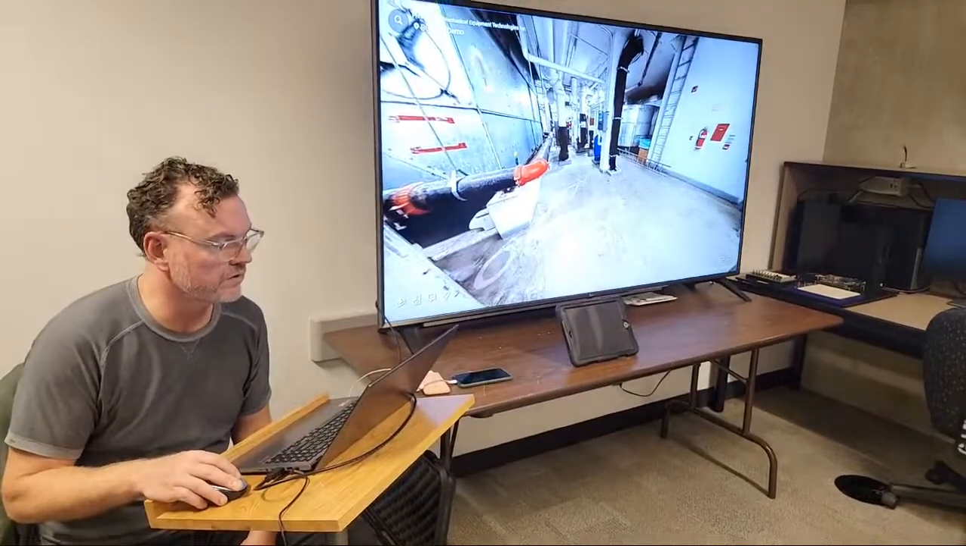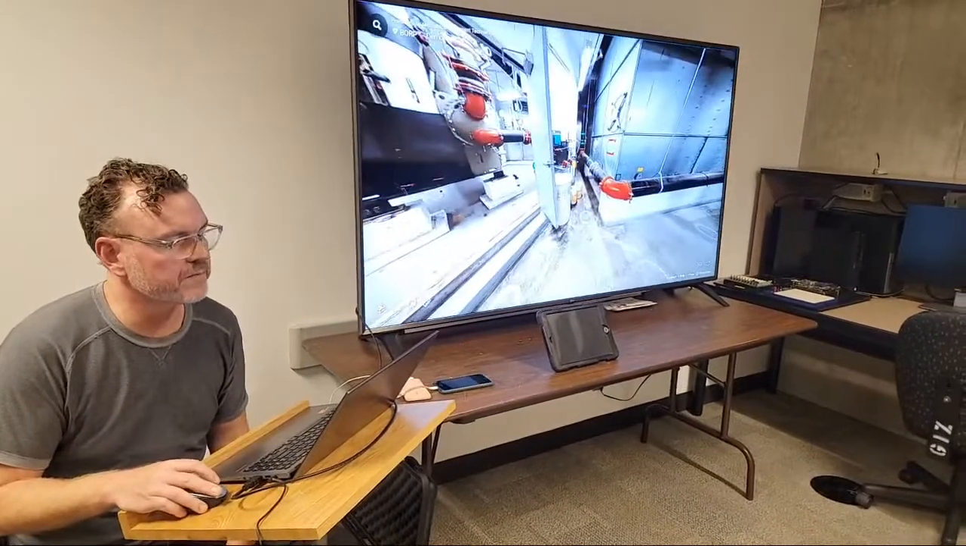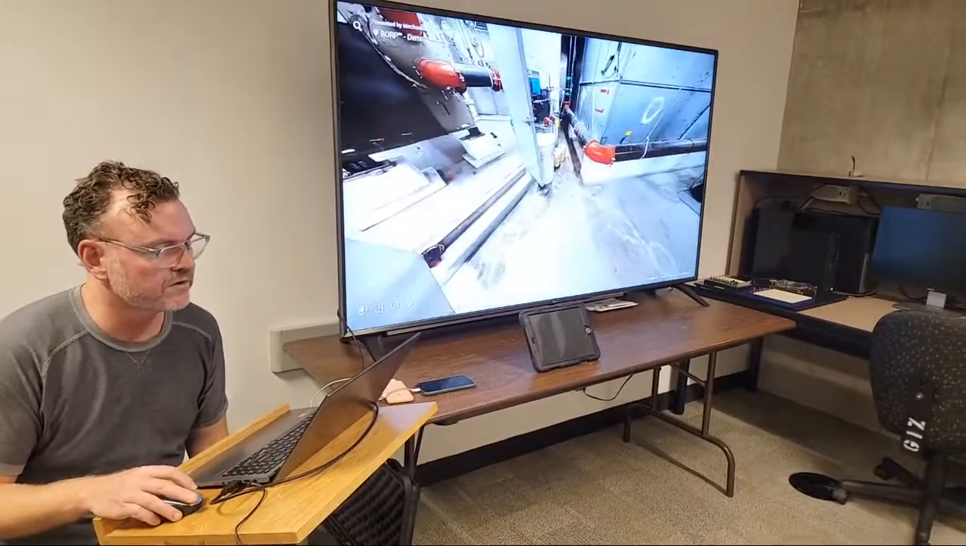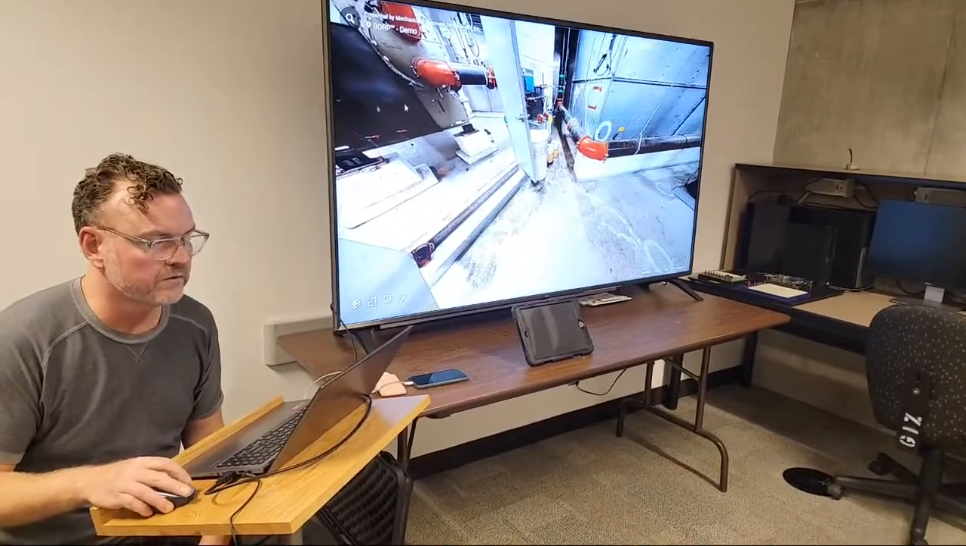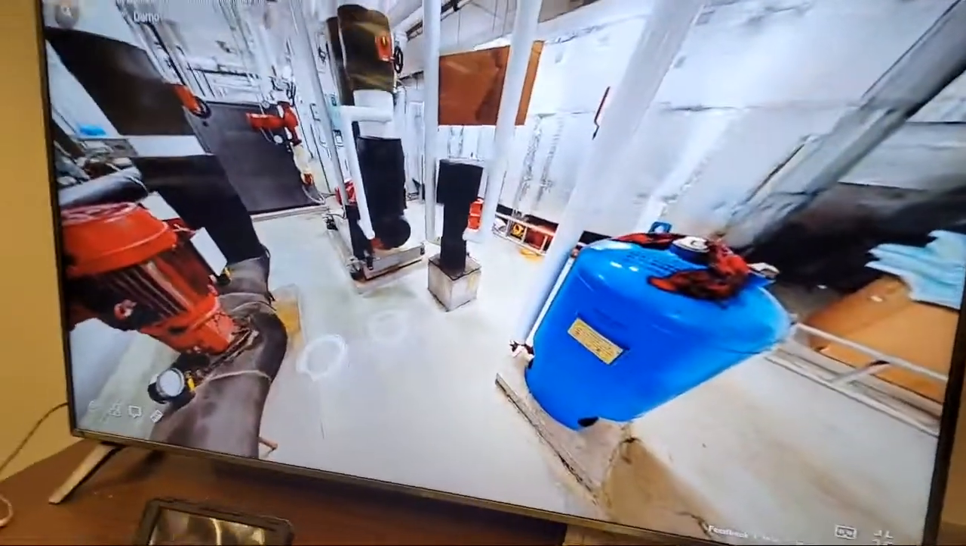Okay, so this is a cooling tower, right? So that was the condenser barrel. That pump is pumping that water through this tower. This is the water treatment here, right? We're going to come over down here. These are system pumps, okay?